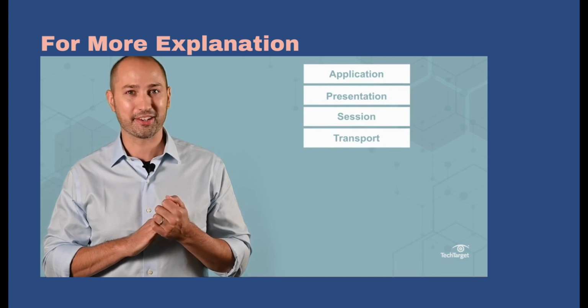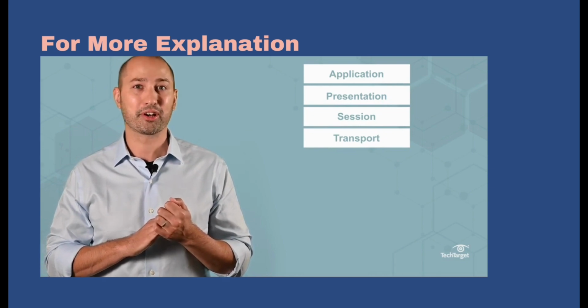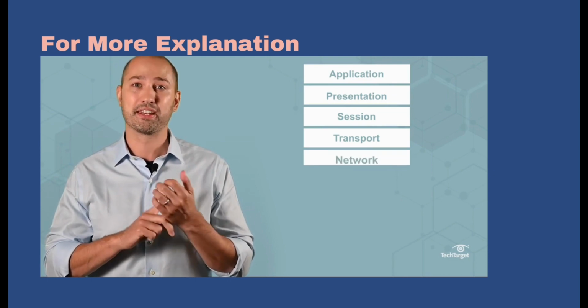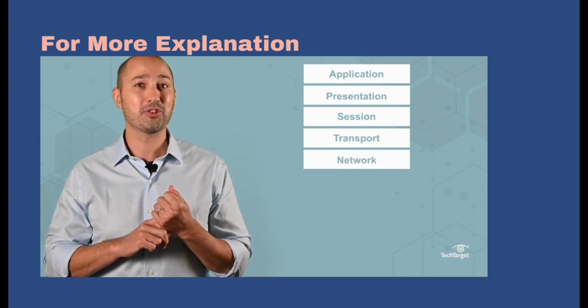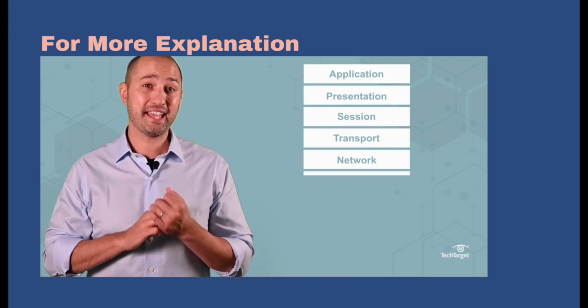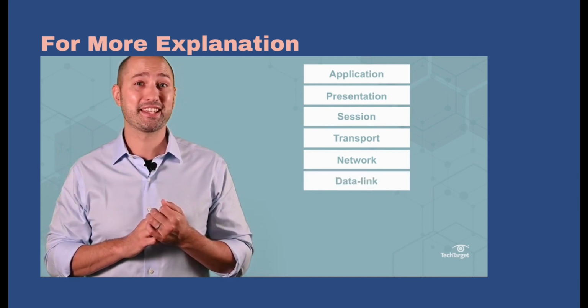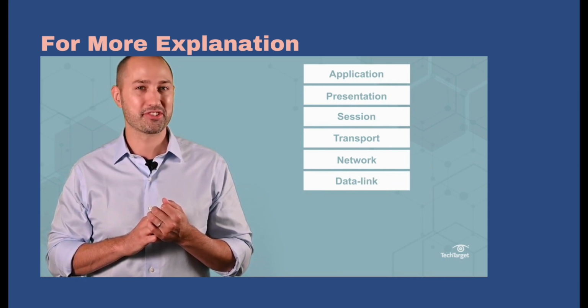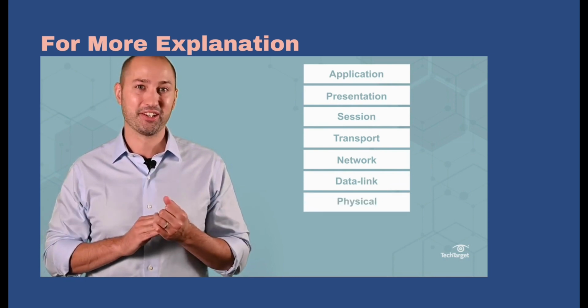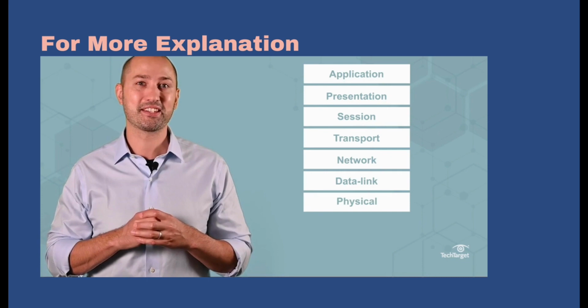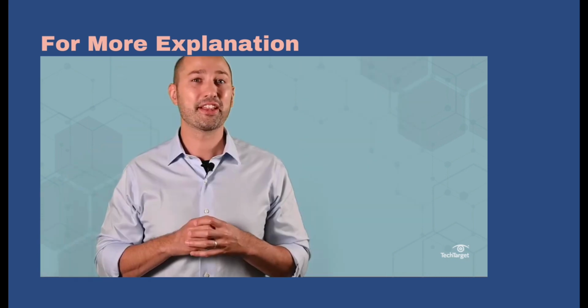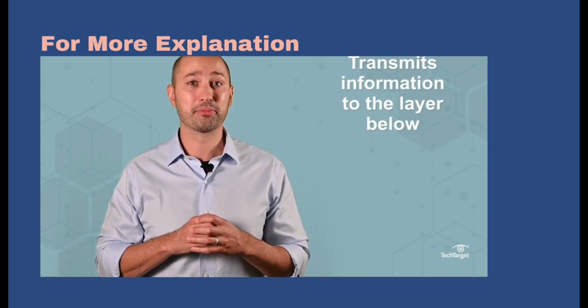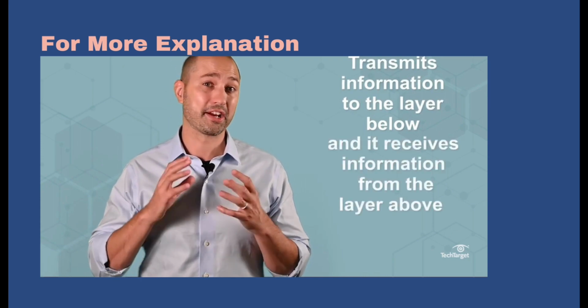The transport layer, which transfers data across a network and controls the flow, destination, and type of data transferred. The network layer, which moves data into and through other networks. The data link layer, which handles moving data into and out of a physical link in a network while addressing transmission errors. And the physical layer, which uses various interfaces to send computer bits from one device to another along the network. Each layer transmits information to the layer below, and it receives information from the layer above.